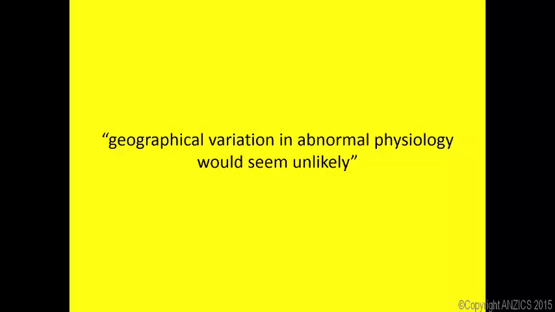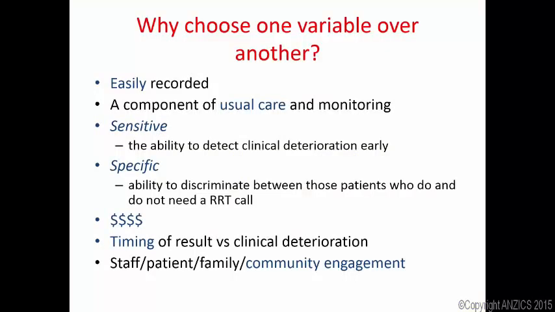So why do we have so much variety when we're all humans? Well, it essentially reflects a lack of gold standard for calling criteria. So why choose one variable over another? It should be easily recorded, a component of usual care monitoring, sensitive, specific, and shouldn't cost too much. And the timing of the results versus clinical deterioration really refers to laboratory results that some people use. So most bloods are taken in the morning. The deterioration might happen at 3 o'clock in the afternoon. There may not be a relationship between the two.